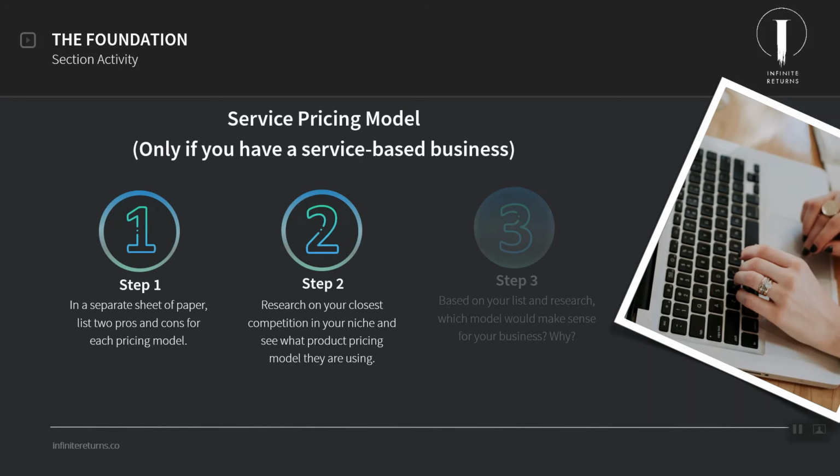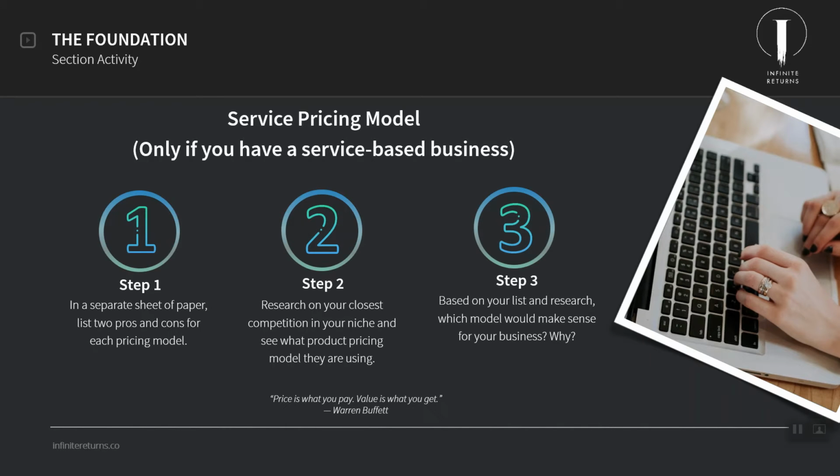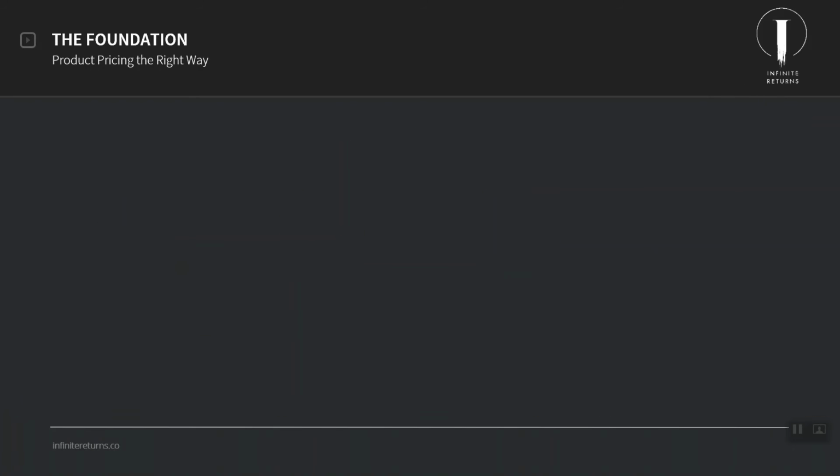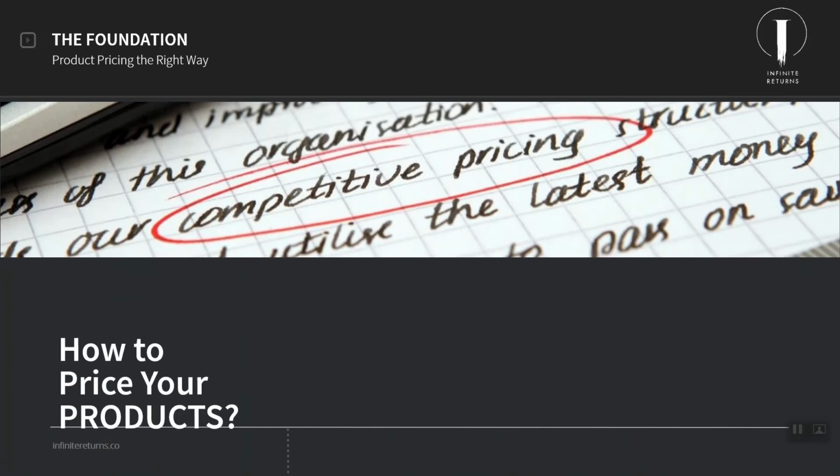So what do you need to do in this situation? Again, set down a sheet of paper. I know I'm making you do work. I'm a horrible person. Yes, sit down, write down which one works. Do you want to do hourly? Do you want to do retainer based? How do you want to set it up? What are the pros? What are the cons? Again, then go research your competition. What are they doing? What works? And then based on your research, you then go through and you figure out the best one for you.